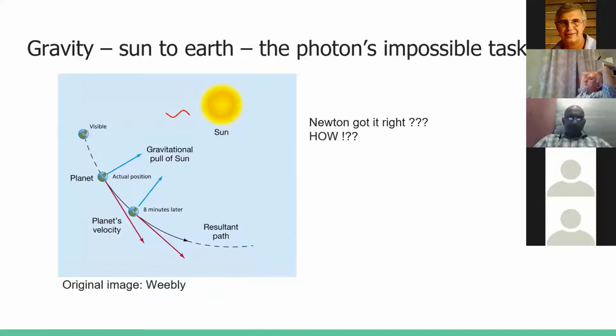How does he know? Newton didn't even know of photons at the time. How did he know to make his equation, and how does it work while gravity is at the speed of light? How does Newton's equation still work? Well, we will find that out.